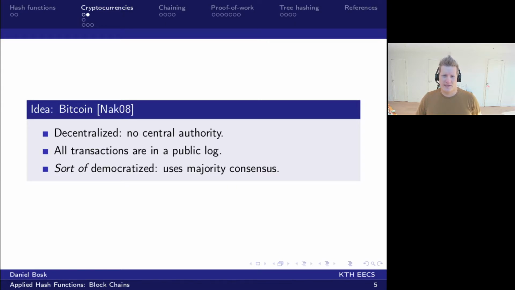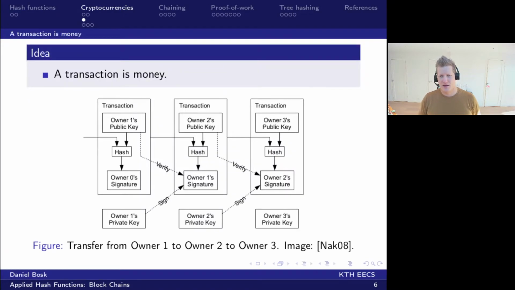And all transactions are in a public log. And this makes it sort of democratized, because it relies on majority consensus rather than an authoritative national bank or federal bank or whatever. So this was the idea. And the key is that all transactions are in a public log. That's the key idea of this.